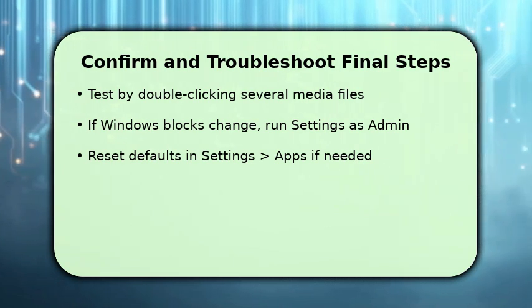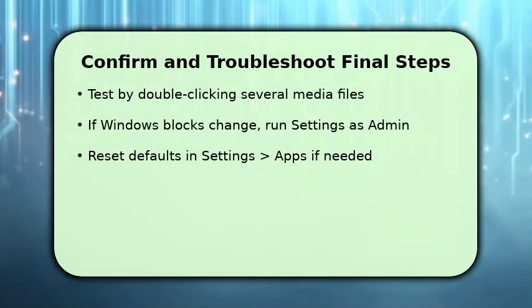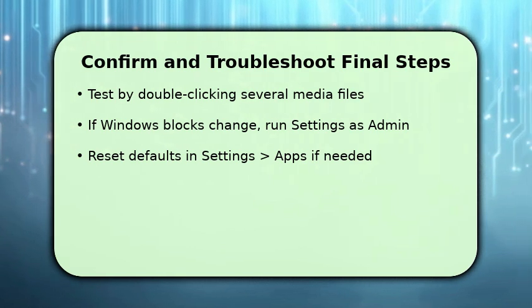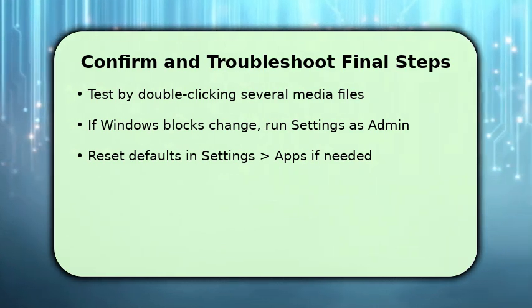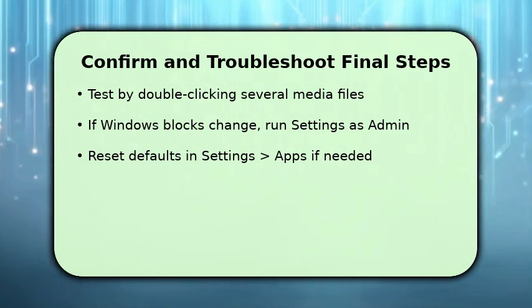Trouble tip: if file types revert, go to Settings, Apps, Default Apps, and choose Reset to Microsoft Recommended Defaults. Then reassign VLC. This clears stubborn registry conflicts and lets you set VLC as default cleanly.